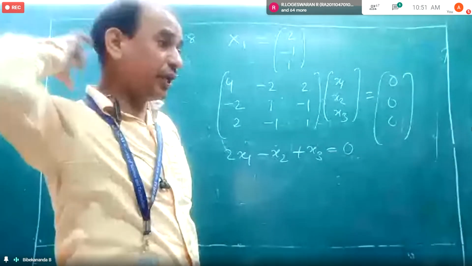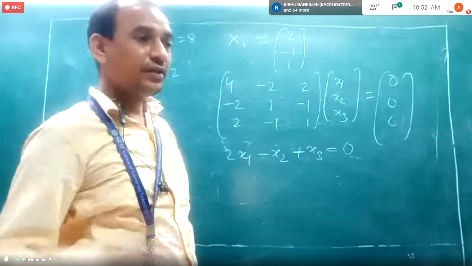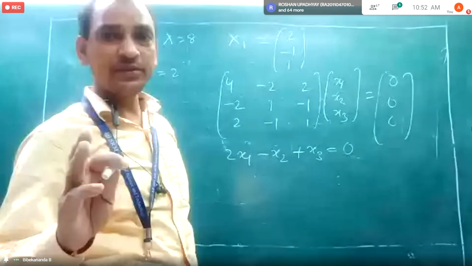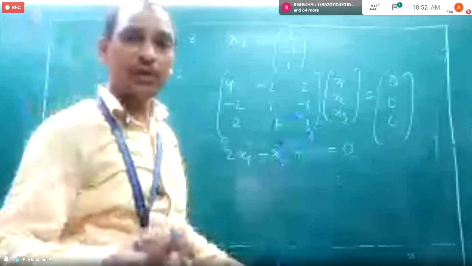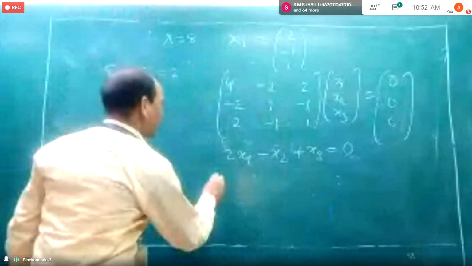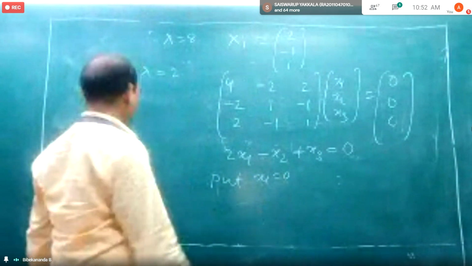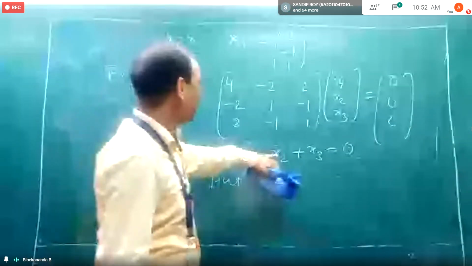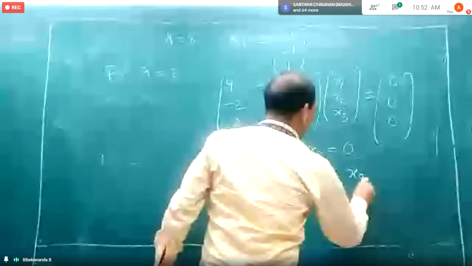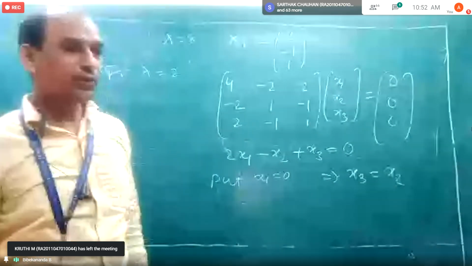Okay. So if it is so, how can we find the solution? There are three variables and one equation, so you can consider any one of them 0, and you find the relation with the other. So put x1 equal to 0. Then what is the relation of the other two you will get? That implies x3 equal to x2. So which one is the free variable?